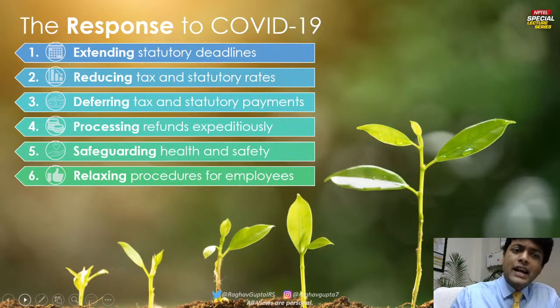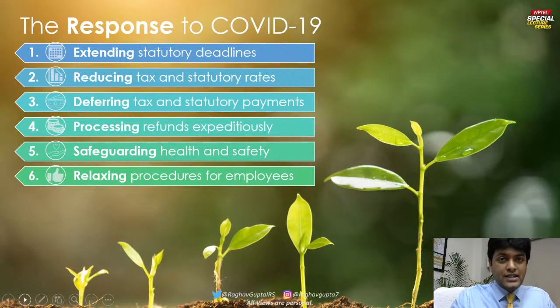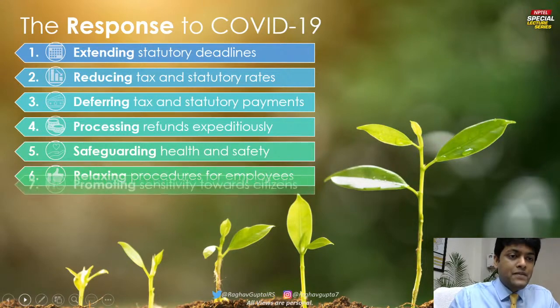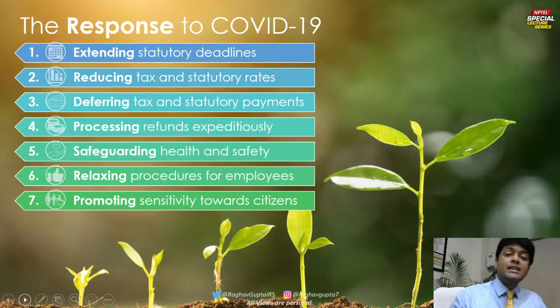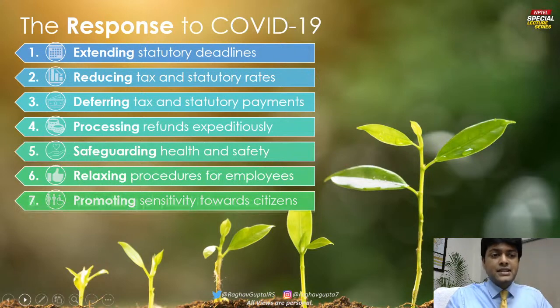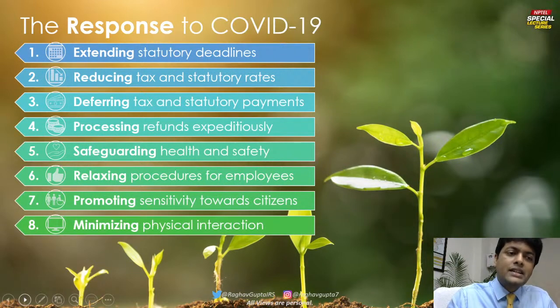The next, of course, is relaxing procedures for employees. Various procedures for leaves and for appraisal reports, etc., have been relaxed to a certain extent and provide respite. The next is promoting sensitivity towards citizens, which means including various measures such as reducing interest on payment of taxes and penalties, and also encouraging electronic communication as far as possible. So this has helped towards being sensitive towards citizens, and we have avoided calling them in person, etc., and have made compliance easier by usage of electronic communication.